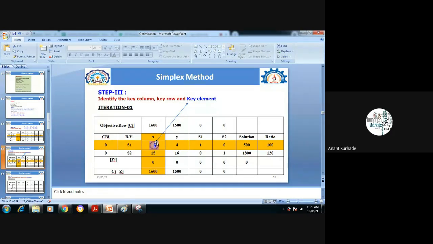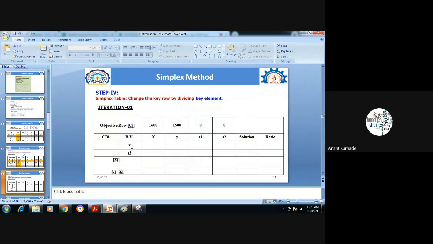Again, most important part: once you find the key column, key row and key element, while writing the next simplex table, you must know which one is the entering variable and which one is the leaving variable. The variable from the key column is the entering variable, and the variable from the key row is the leaving variable. So while writing the next simplex table, don't write S1. Instead of writing S1, write down X. So here I have written X.